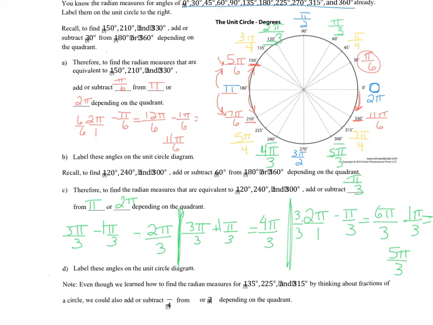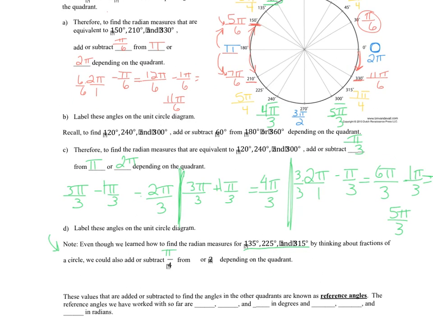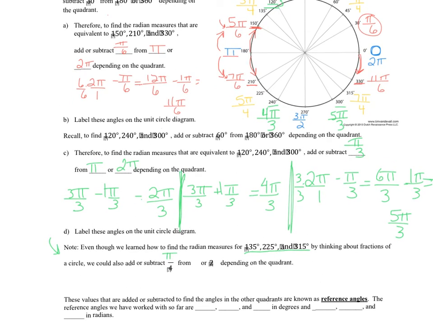So at the bottom it says, note that even though we learned how to find radian measures for 135, 225, and 315 by thinking about fractions of a circle, so we counted around like 1/4, 2/4, 3/4, and so on, we could also add or subtract pi over 4 from either pi or 2 pi. Let me just move this up. So from either pi or 2 pi, sorry about the copying.